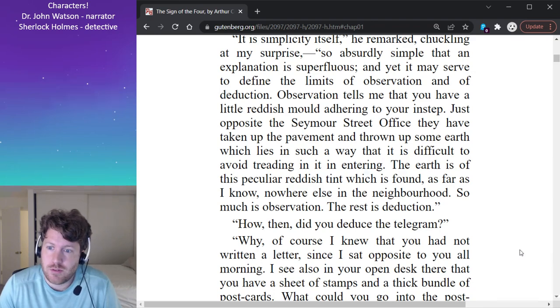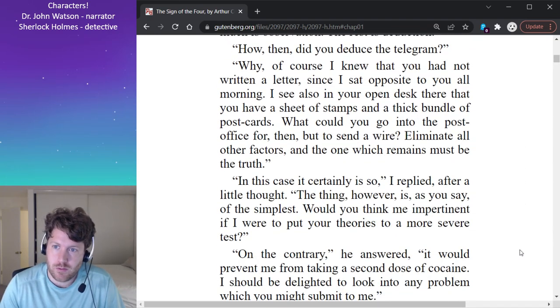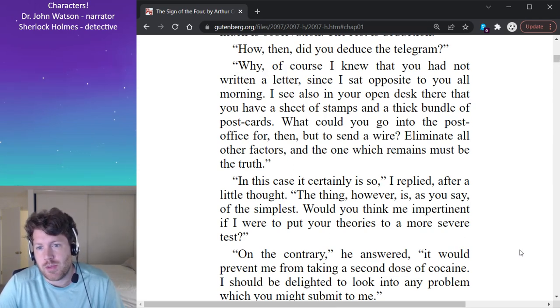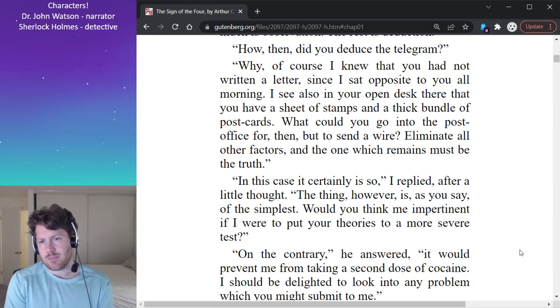How, then, did you deduce the telegram? Why, of course, I knew that you had not written a letter, since I sat opposite to you all morning. I see also in your open desk that you have a sheet of stamps and a thick bundle of postcards. What could you go into the post office for, then, but to send a wire? Eliminate all other factors, and the one that remains must be the truth. In this case, it certainly is so, I replied after a little thought.